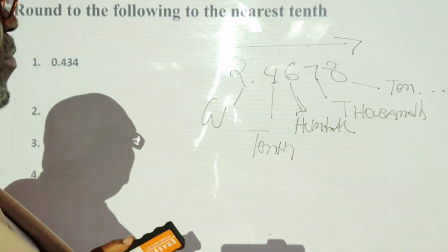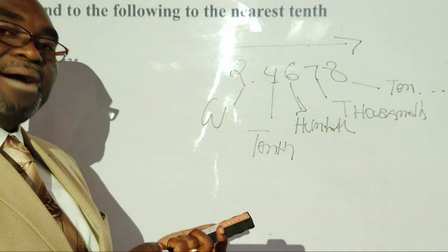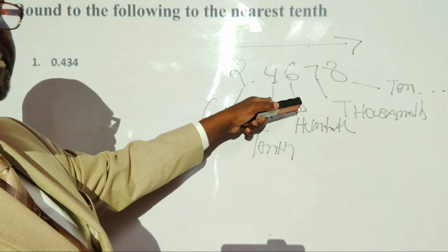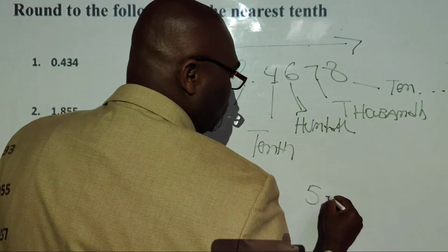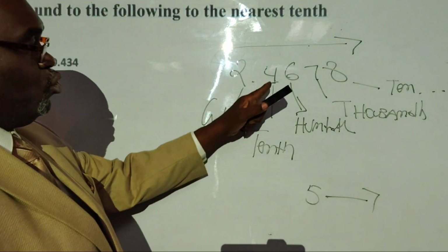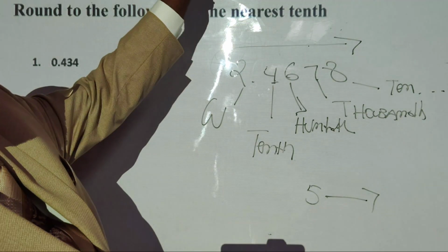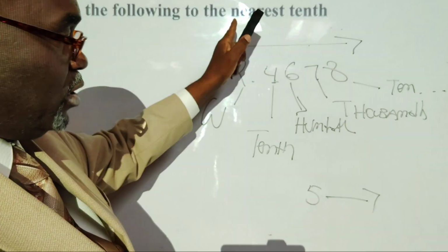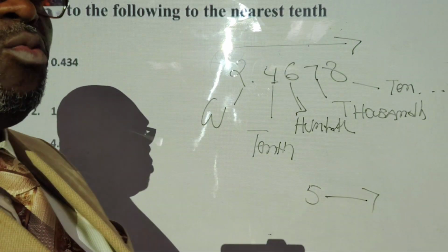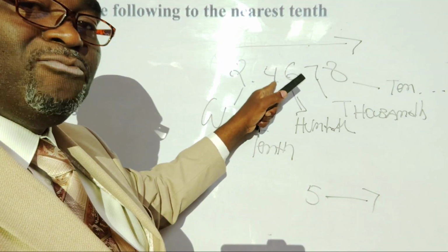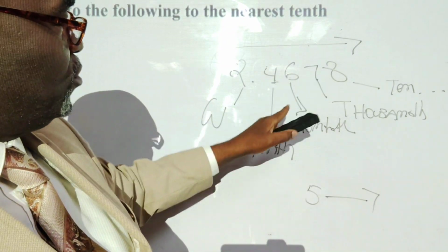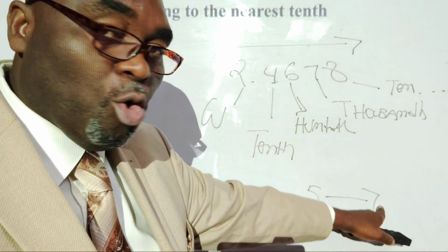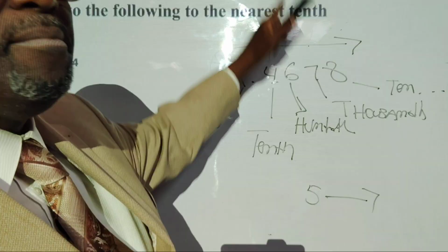Now, two things will happen. You have to look at the number that comes right after that. If that number is a 5 or greater, you're going to bring this number upward, to the next one. So what is the next after 2.4? After 4, what comes after 4? It's 5. Because the number after 4 is 5 or greater, we move this number up.